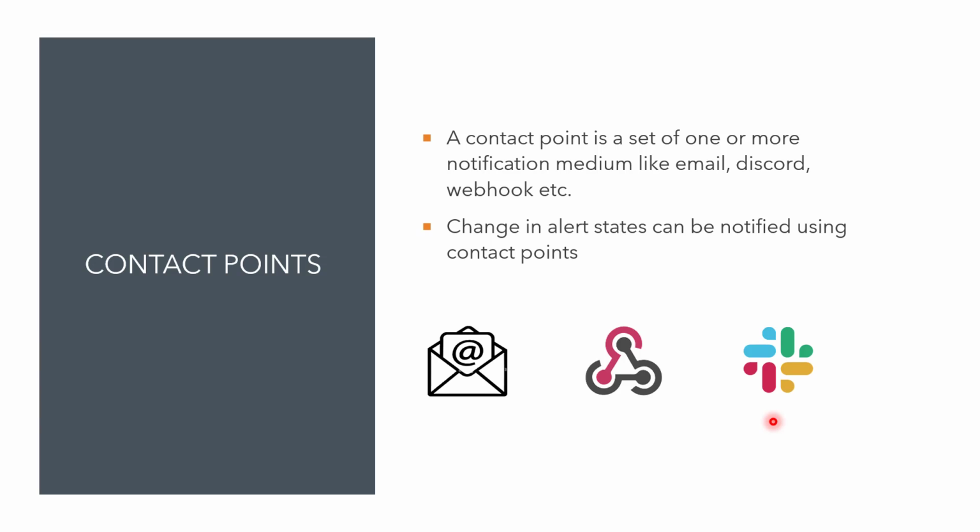And in Grafana, a contact point can be one or more integrations. That means you can define a single contact point and it can have mail and webhook integration both in one contact point. So basically contact point is a group of one or more integrations like email, webhook, etc.